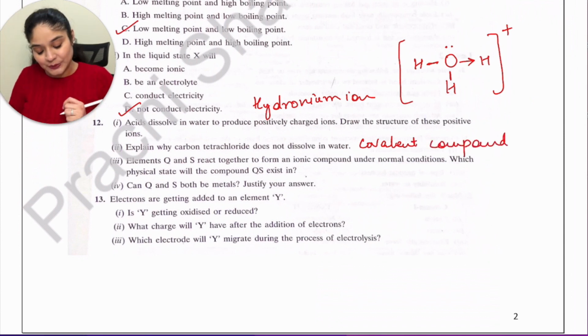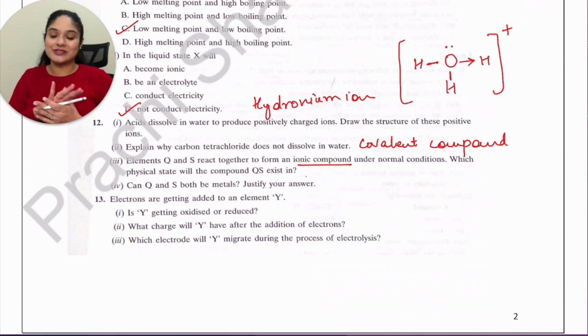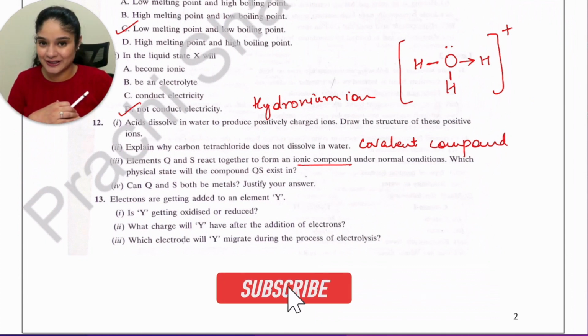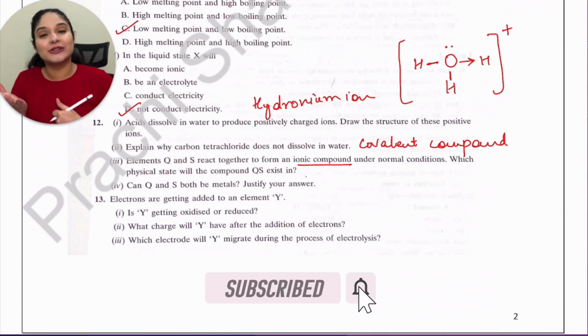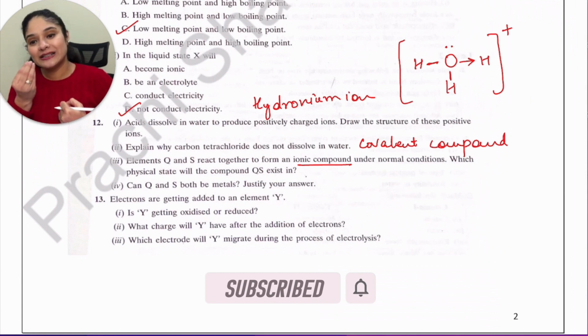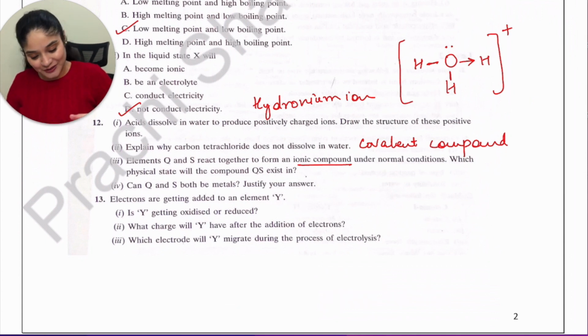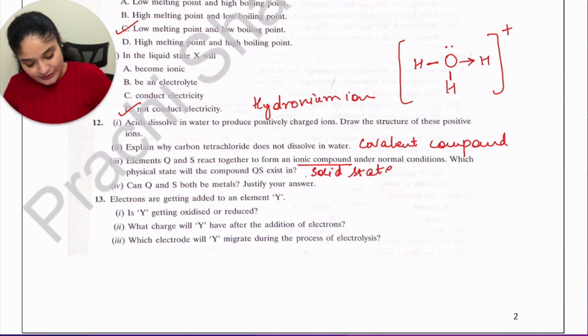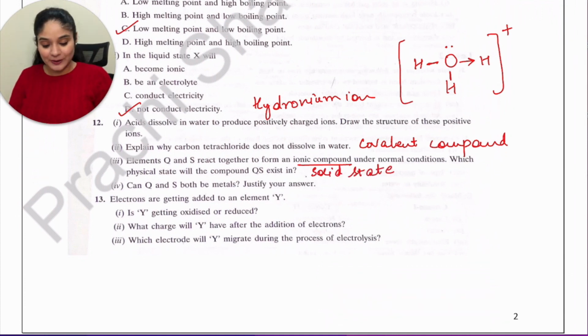Elements Q and S react together to form an ionic compound under normal conditions. Which physical state will the compound QS exist in? So students, this is super easy. Majority of ionic compounds are solid in state under normal conditions. So the answer here would be solid state under normal conditions. So solid state.